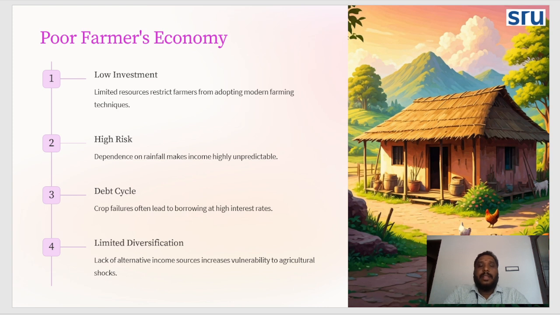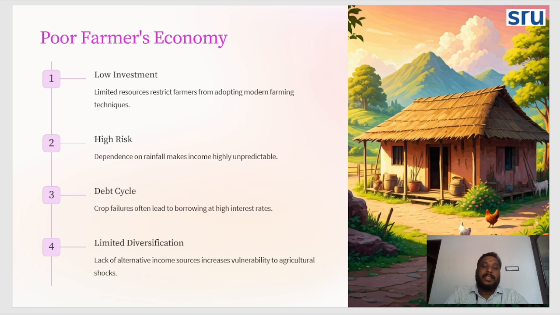The first thing under this topic that we are going to discuss is low investment, high risk, debt cycle, and limited diversification. In low investment, limited resources restrict farmers from adopting modern farming techniques. We were also discussing this point in the previous slides, like how low investment affects the farmer's yield, his food security and economic status.